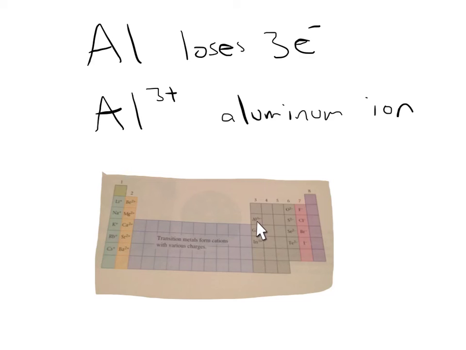They form +3. And then if you look at the noble gases, they don't form ions. They don't lose or gain electrons, so they're 0. And then here these are -1. Do they gain or lose? That's right, they gain 1. These are -2. Gain or lose? Gain 2. And these ions would be -3, so they gain 3.